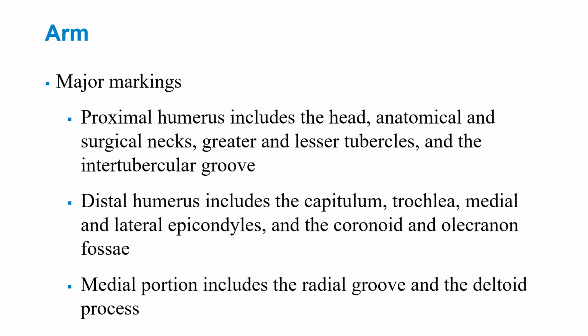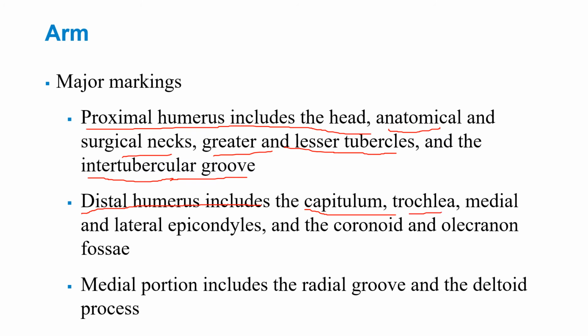The major markings of the upper arm are in the proximal humerus. It includes the head, anatomical and surgical necks, the greater and lesser tubercles, and the famous intertubercular groove, otherwise known as the bicipital groove. The distal humerus includes this weird spot where the bones kind of capitulate on each other, called the capitulum. The trochlea, which means pulley, kind of looks like a pulley the way it's moving on there. And the medial and lateral epicondyles.